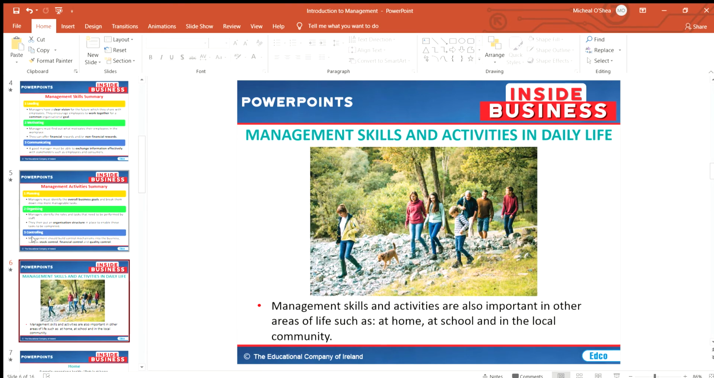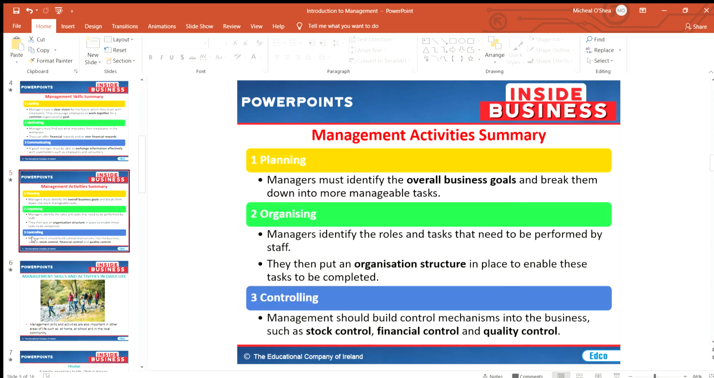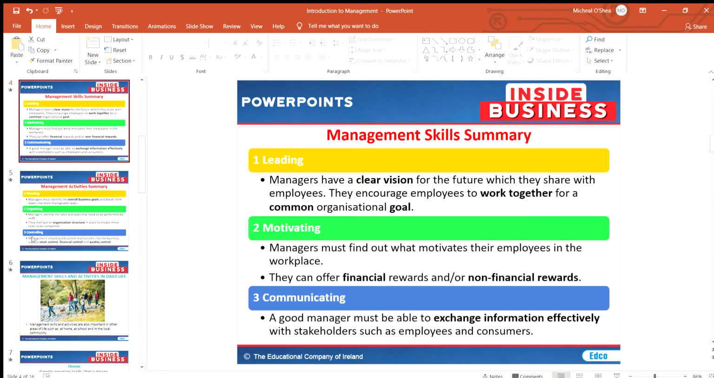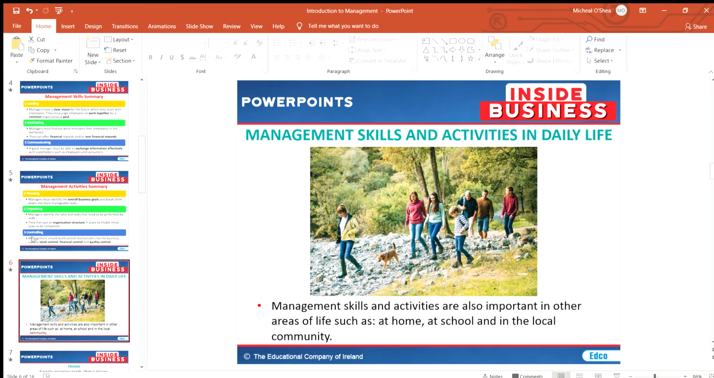That's a quick recap. A few more things I want to go through here. Management is often associated with an individual at the top of a company, wearing a suit and dishing out orders. But management skills and activities can also be seen in daily life, and this is a common enough question for the Leaving Cert, asking you to use these 6 areas, the skills and activities, and apply them to daily life. So maybe around your house, in school, or something like that.